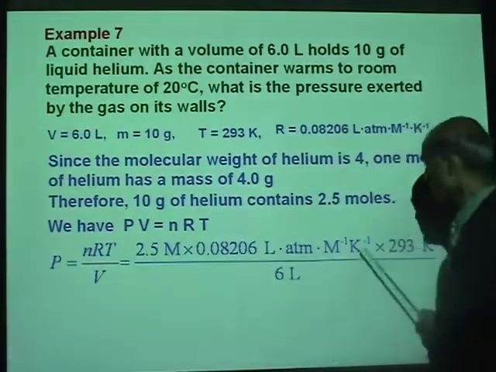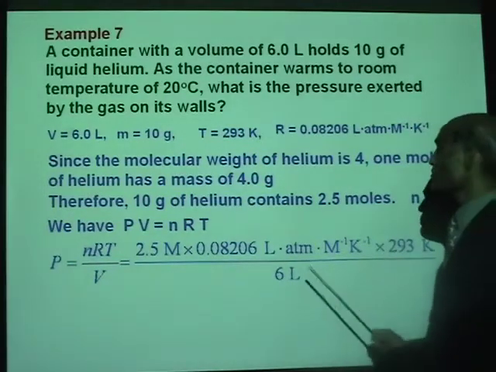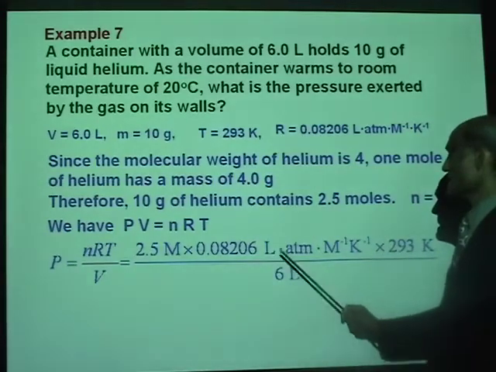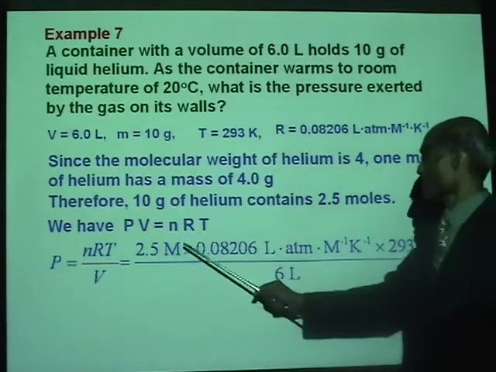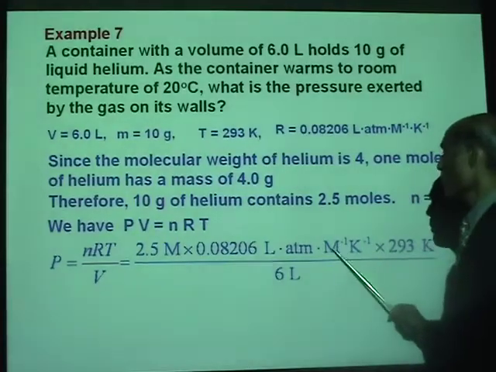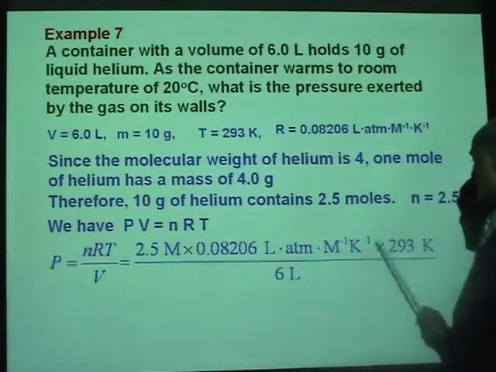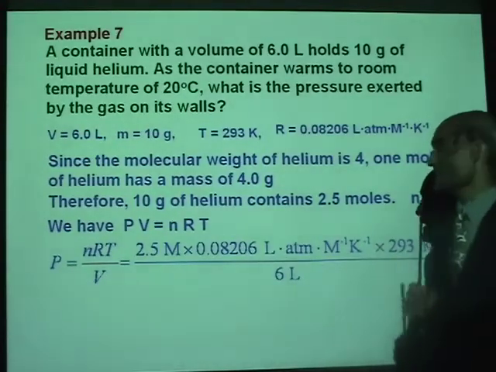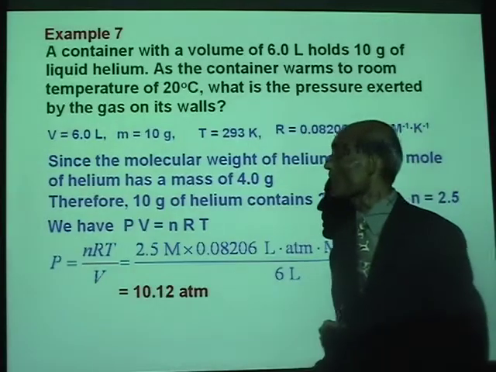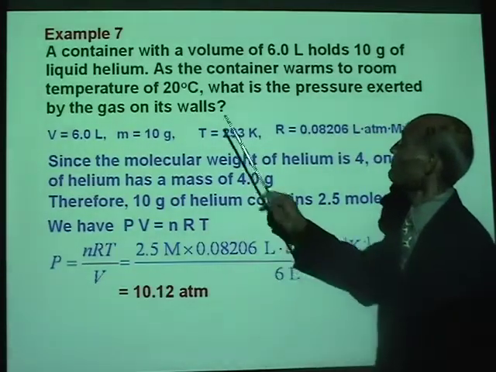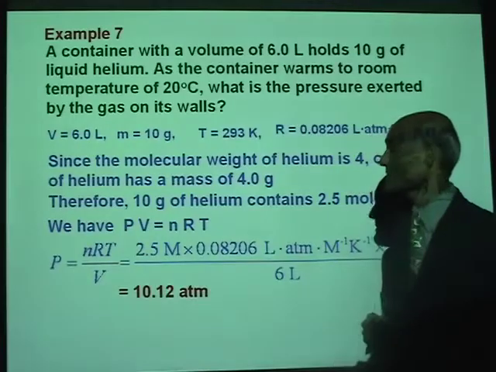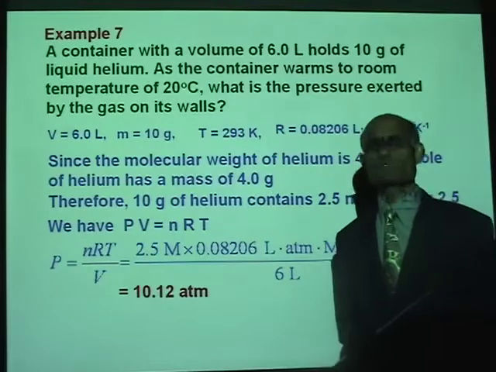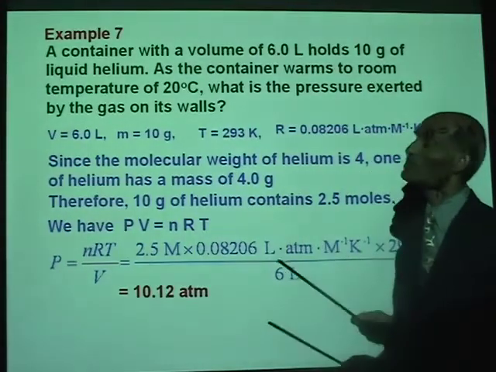So, put all those in and try and cancel the units and see whether you will get atmospheres. You will see liter and liter will cancel. Mole times per mole will cancel. Kelvin times per Kelvin will cancel, leaving us atmosphere as the unit. So the pressure of the gas inside is 10.12 atmospheres.